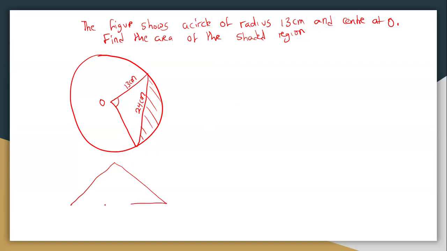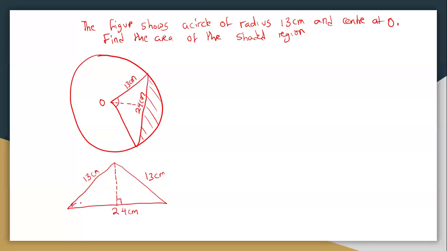So when I draw it like this, here you have 13, here you have your 13. And they have told you the base here is 24 centimeters. But remember, in order to find the area of the sector, you'll need an angle. So the angle is going to be very, very important. When I drop a perpendicular from the center like this, the perpendicular is going to divide my triangle into two equal parts.